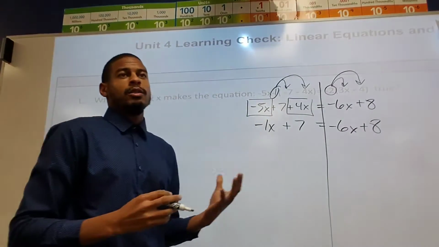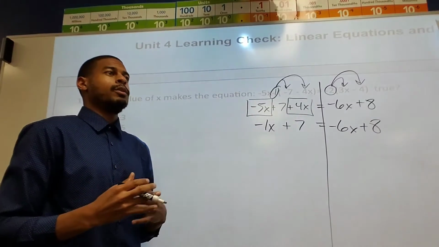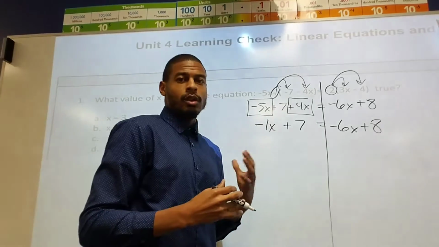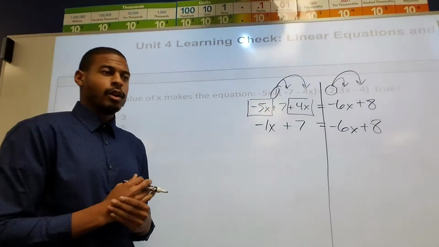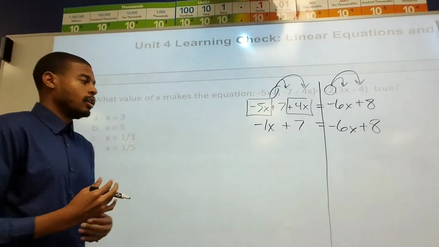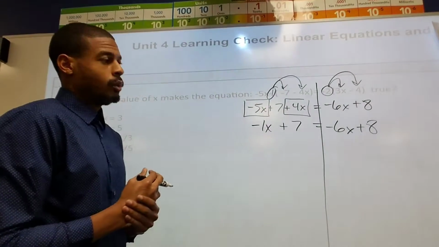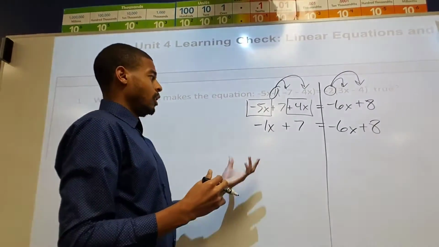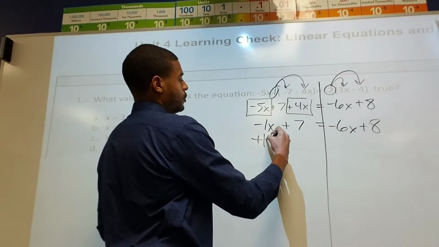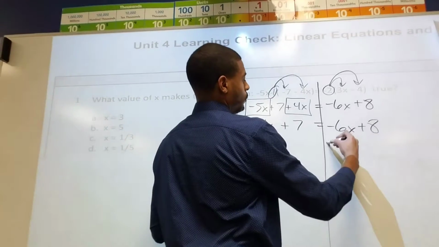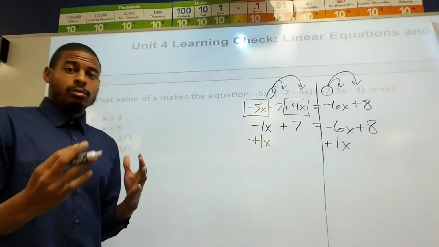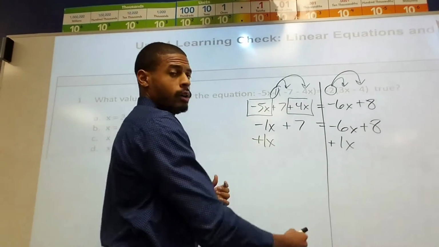Now we are going to start with the variables. We've combined like terms. Our next step is to do the inverse of one of the variables to get it on the other side. Normally we start with the smallest, so I'm going to start with the 1x. The inverse of negative 1x is positive 1x, or adding 1x. When you do the inverse, you've got to do it to both sides. That's why that barrier is there.